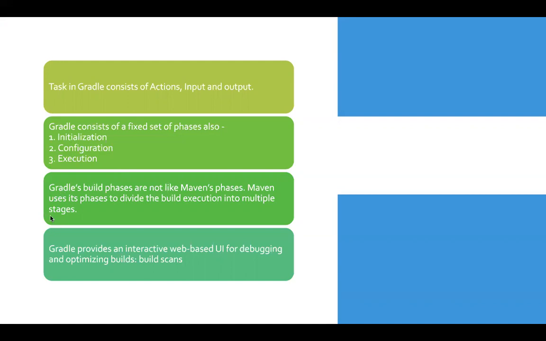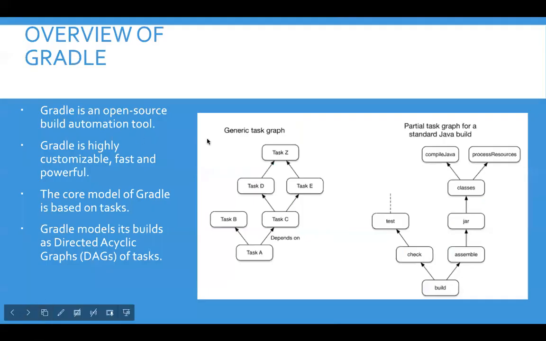And we should not take these build phases as the ones we saw in Maven. Gradle's build phases are different from Maven's phases. Maven uses its phases to divide the build execution into multiple stages like clean, compile, install, deploy. They serve a similar role to Gradle's task graph. So those phases are similar to these tasks we are seeing here.